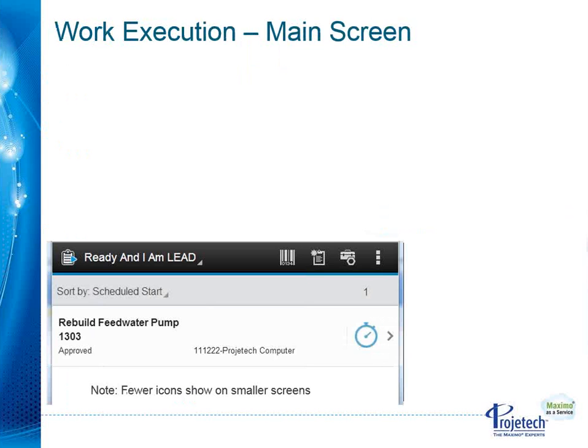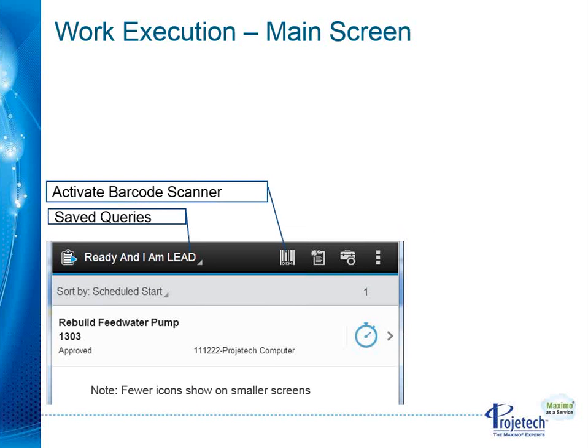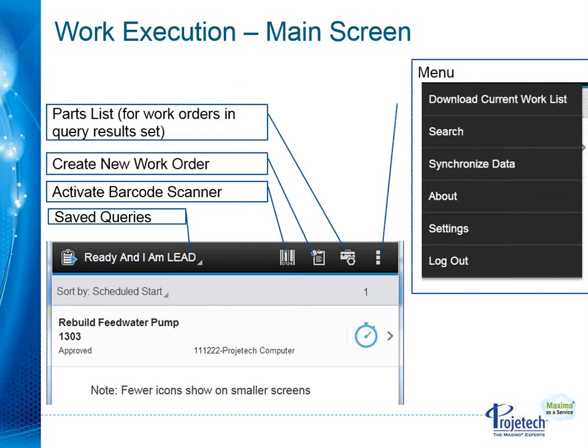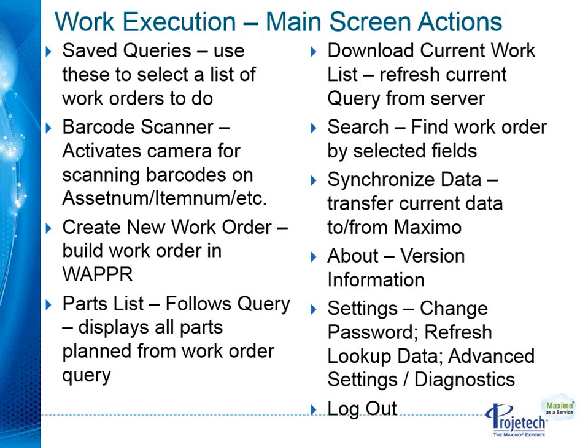Okay, so this is the work execution main screen. And when we open this application, we see several queries and icons. We can choose the query that we want to use. We can activate a barcode scanner, as we stated before. We can create a new work order, or we can see a parts list for the entire list of work orders on this list. We can also open the menu for several other options. And I just want to note that there's fewer icons the smaller the device.